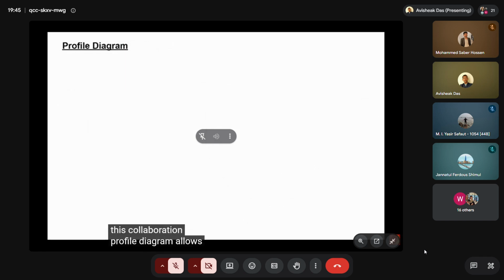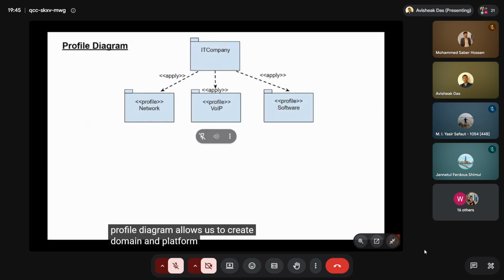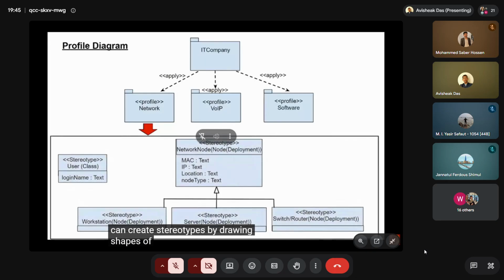UML diagram allows us to create domain and platform specific stereotypes and define relationships between them. We can create stereotypes by drawing shapes of stereotypes and linking them to composition or generalization through a resource-oriented interface. We can also define and visualize stereotype values.